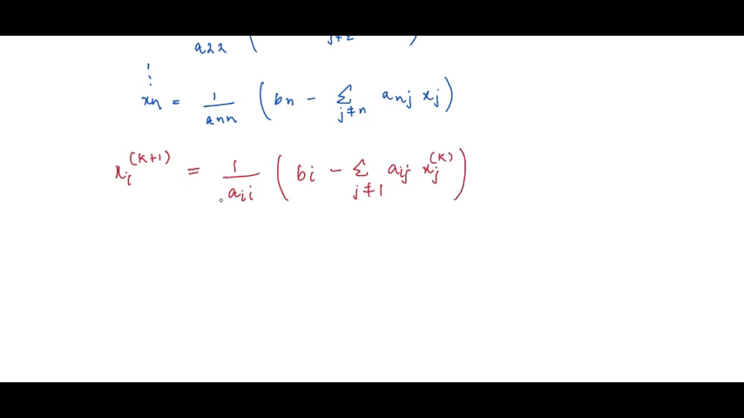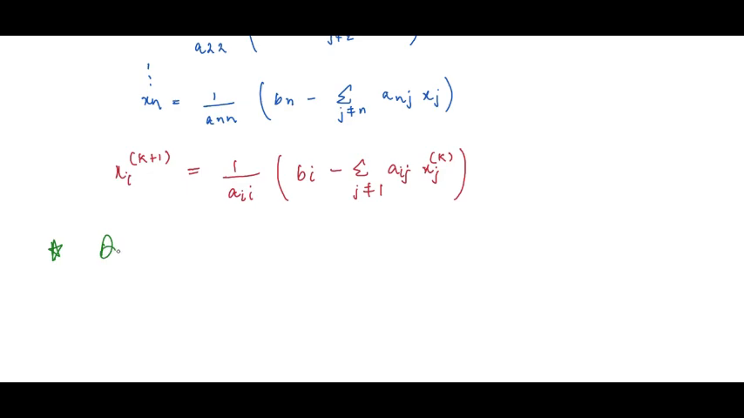Now notice something very important: every new approximation is calculated using only the values obtained in the previous iteration. Unlike the Gauss-Seidel method, which we will study next, the Jacobi method never uses newly computed values within the same iteration. So a natural question arises: will the Jacobi method always converge? The answer is no. The most important sufficient condition for convergence is diagonal dominance.